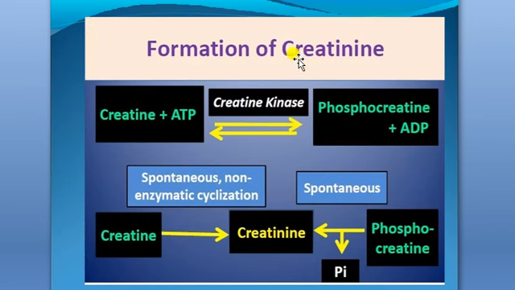See the formation of creatinine. Creatine plus ATP in the presence of creatine kinase forms phosphocreatine plus ADP, a creatine phosphate. This phosphocreatine undergoes spontaneous breakdown, with removal of phosphate, to form creatinine.